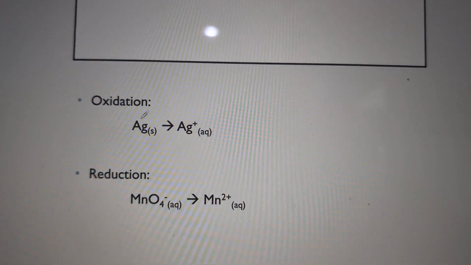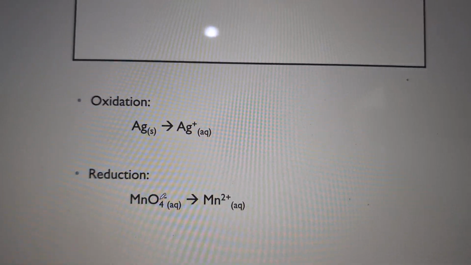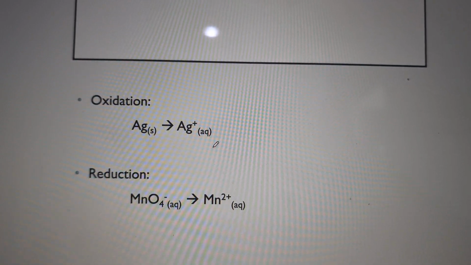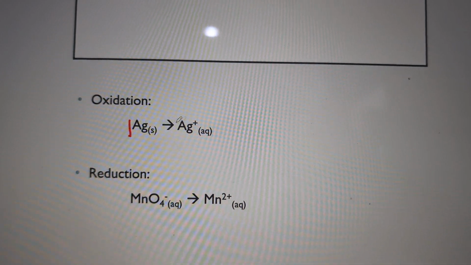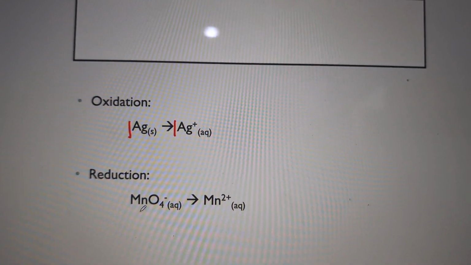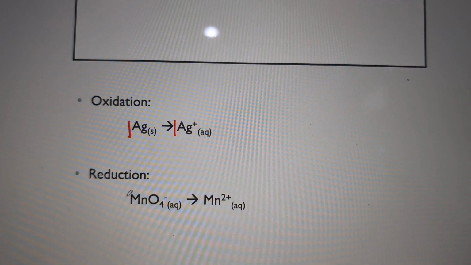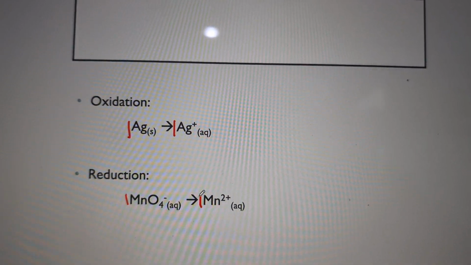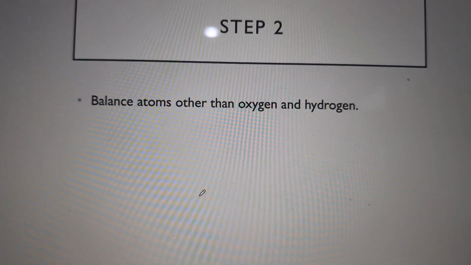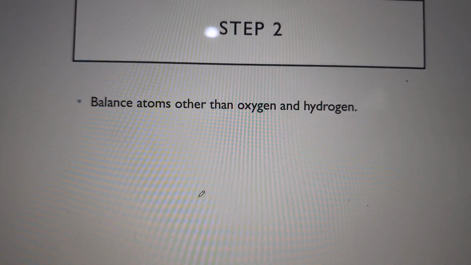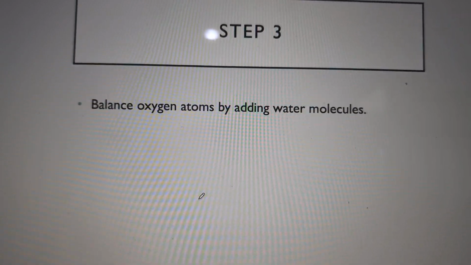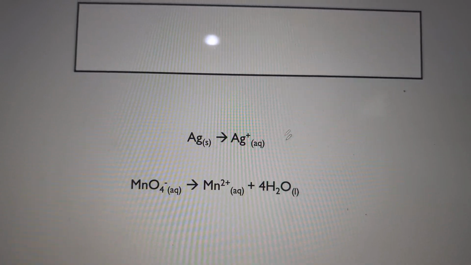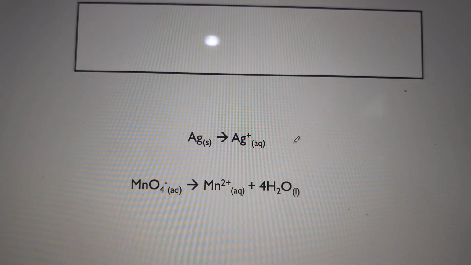So we talked about what's oxidation. So reduction has to be the other one. And the first step is to balance anything other than oxygen and hydrogen. There is one Ag on the left, one on the right, so that one's balanced. And for Mn, the ion, we have one on the left and one on the right. So those are already balanced, so we can move on to the next step. Balance atoms, that's what we just did. We can balance oxygen by adding in water molecules. So this first half reaction has no oxygen, so we don't need to add in water.